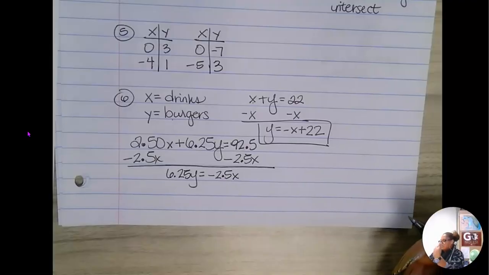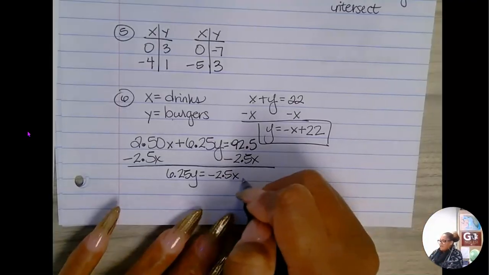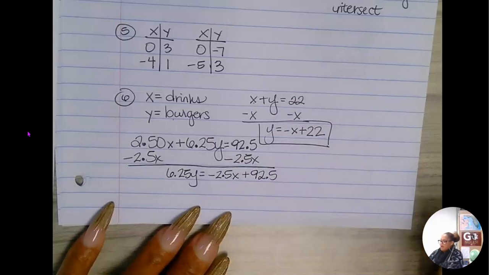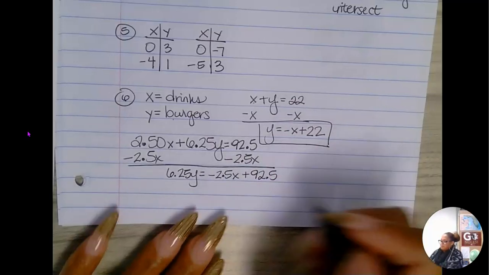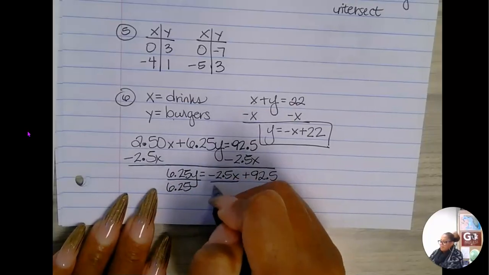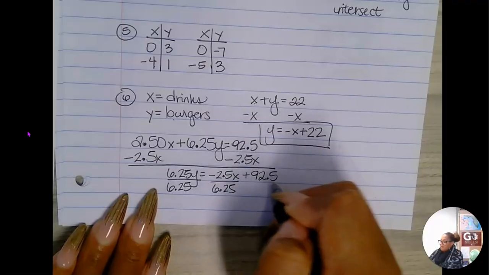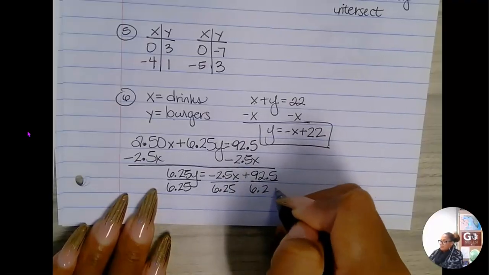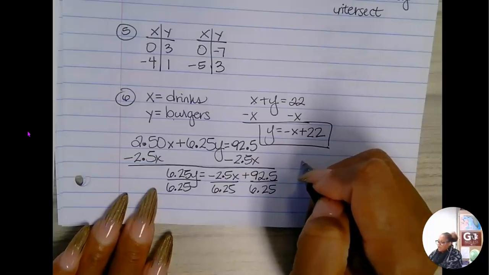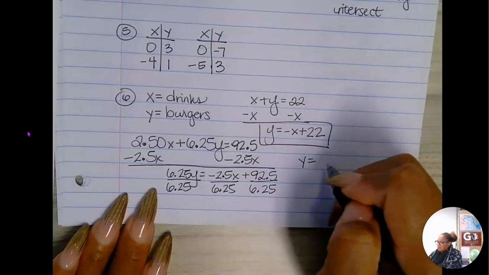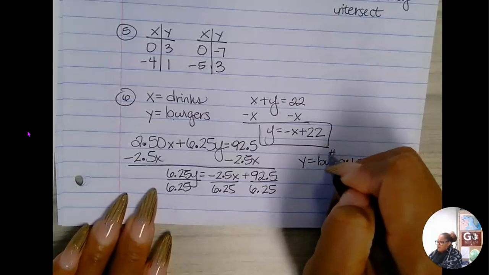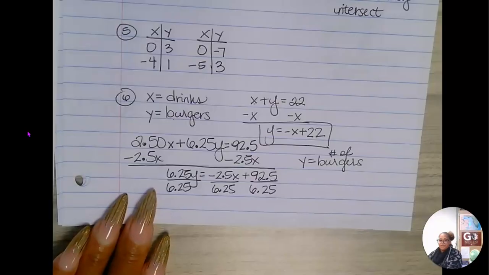Perfect. And then what else? Plus the 92.50. Now what? Divide by 6 1/4. Divide by 6 1/4. Okay, you should be able to finish from this step. You're looking for the burgers, which is my who value? Y value. Y equals the number of burgers.